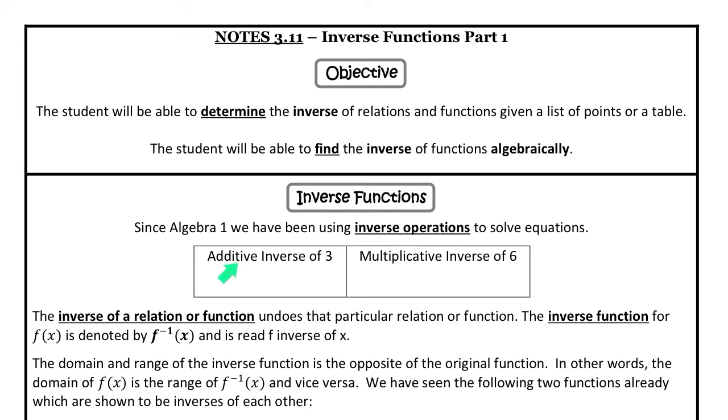And so if I ask what's the additive inverse of 3, what's the opposite of adding, it's subtracting. So for this example here, we would say the additive inverse of 3 is negative 3. For this other part, the multiplicative inverse of 6, what's the opposite of multiplying by 6? That's dividing by 6. Let me fit it in the space here. It's 1 over 6.